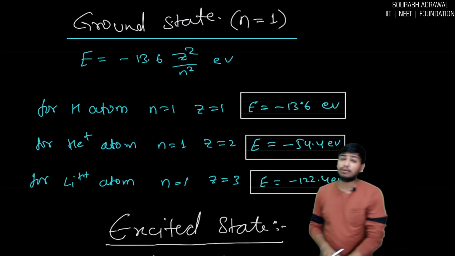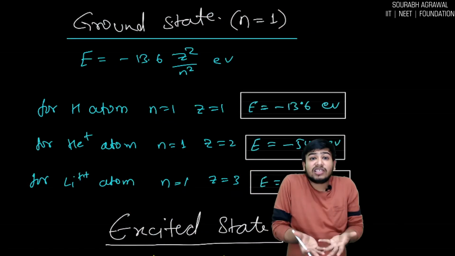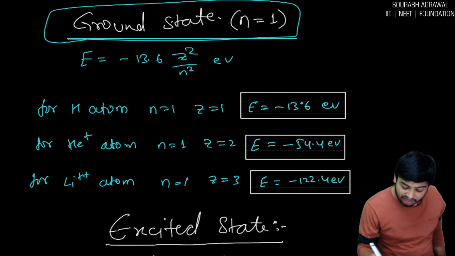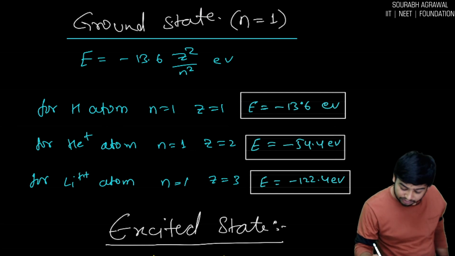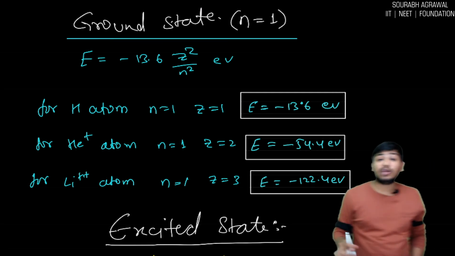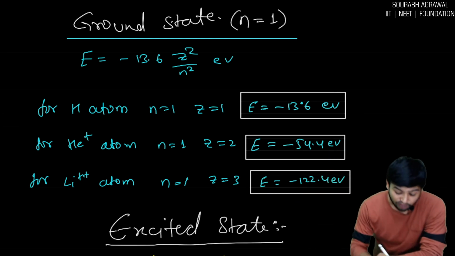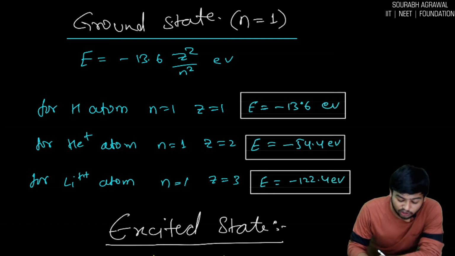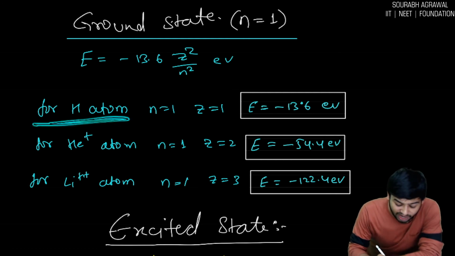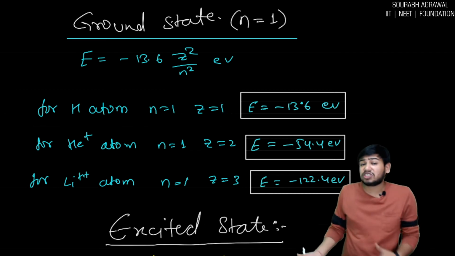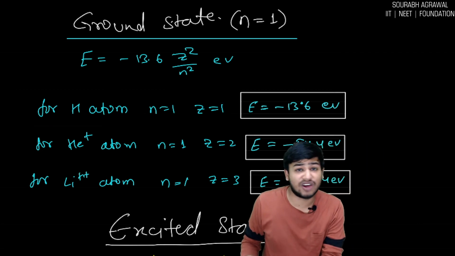Next, we have defined some states. When n equal to 1, we define it as the ground state. N equal to 1 is known as the ground state. So for the ground state, if you want to write the total energy, what will you write? Minus 13.6 z² by n². Now for H atom, your z is 1, and we are talking about the ground state, so n is always going to be equal to 1.